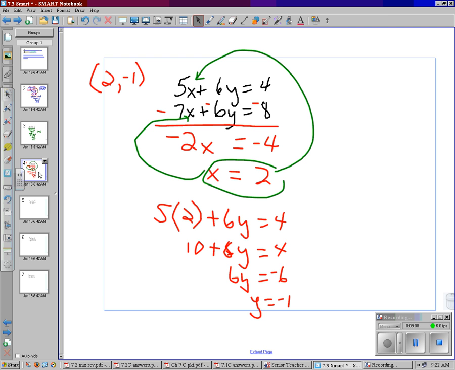Will you get the same answer even with the one with the negatives? Yes, you will. It should work with all of them. I don't like to substitute back into where I just put in a whole bunch of negatives because I'm fearful of multiplying incorrectly. Any questions there?